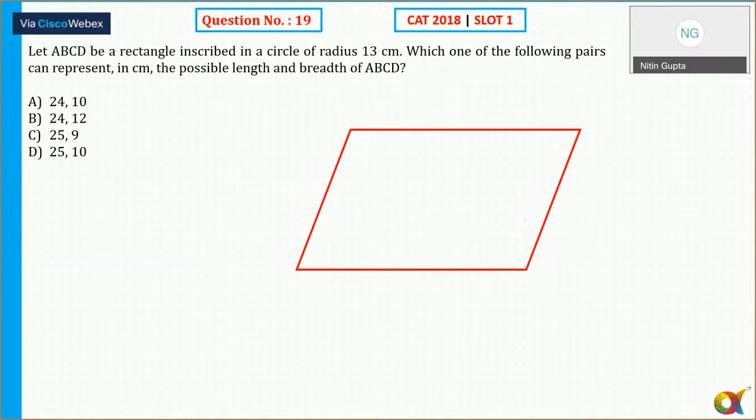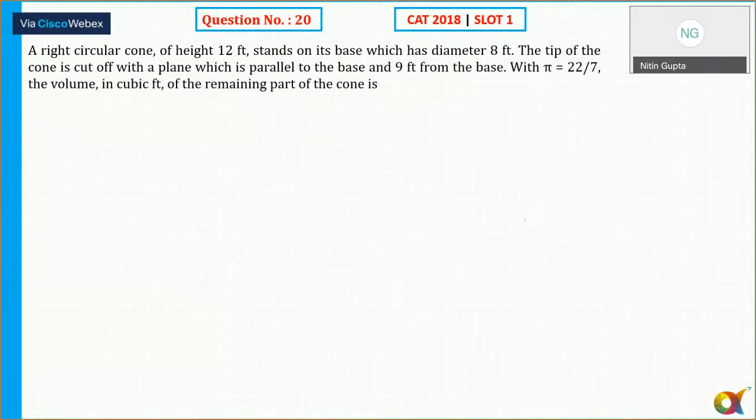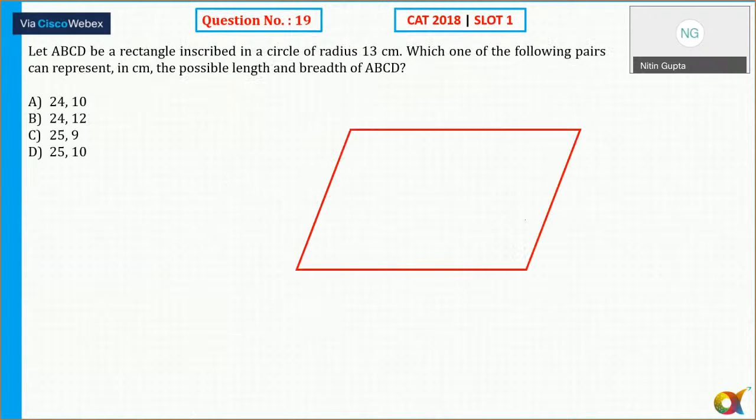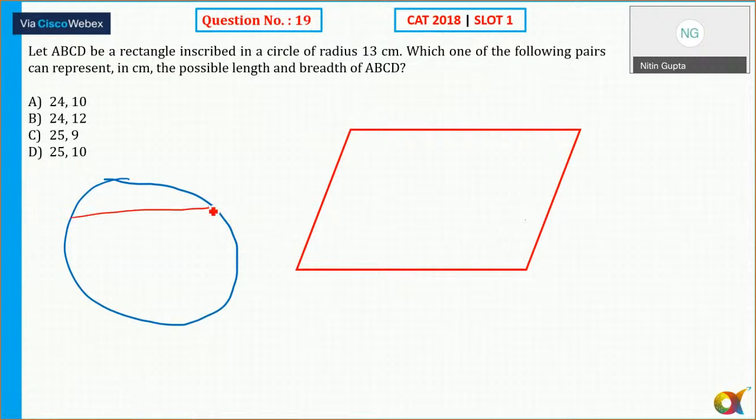Question 19. It says, let ABCD be a rectangle inscribed in a circle of radius 30. There is a circle, and inside this circle there is a rectangle. Which of the following can represent the possible length? The radius is 30, so the diagonal is equal to 26. And this angle is 90 degrees. So which of the following can be the possible length and breadth of the ABCD?